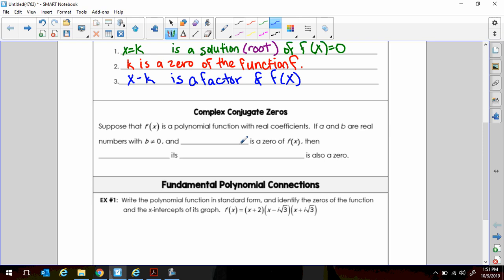Suppose that f of x is a polynomial function with real coefficients. If a and b are real numbers with b not equal to 0 and a plus bi is a zero, then a minus bi is another zero. They come in pairs. These are called conjugates or complex conjugates. Its conjugate is also a zero, right?